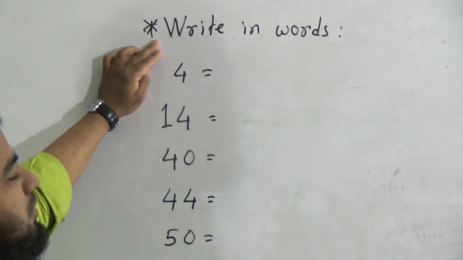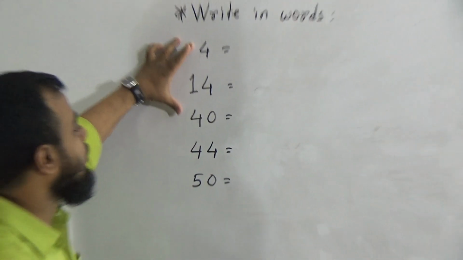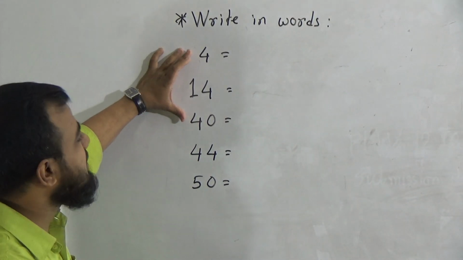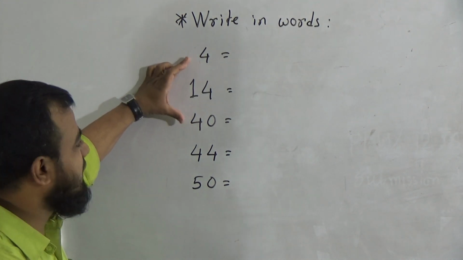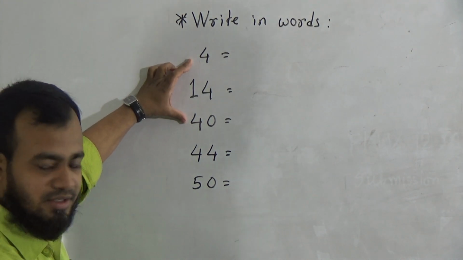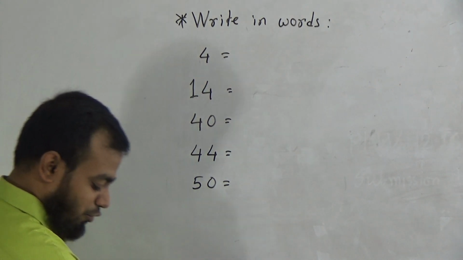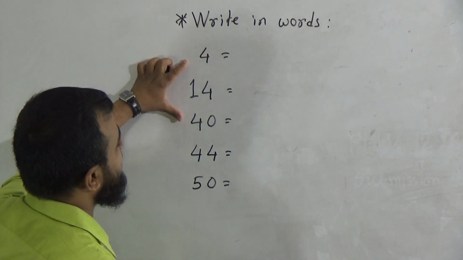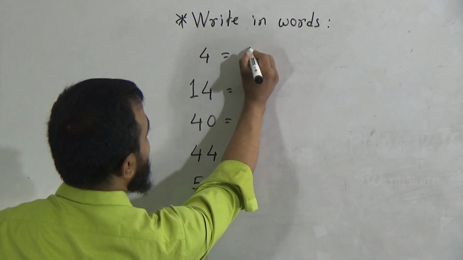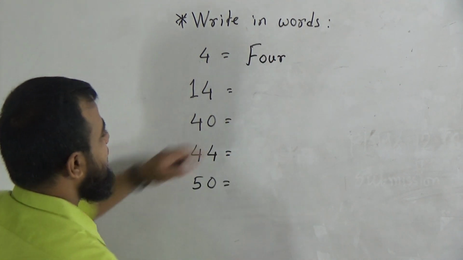It's write in words. My dear students, in write in words, you have made mistakes in these 4 or 5 spellings. That means 4, 14, 40 are very important because there is some change in the spellings. What is the spelling of 4? You have already learned all the spellings from 1 to 50. Now I am going to tell you something about these 3 spellings. Okay, the spelling of 4 is F-O-U-R, 4. This is the spelling of 4.